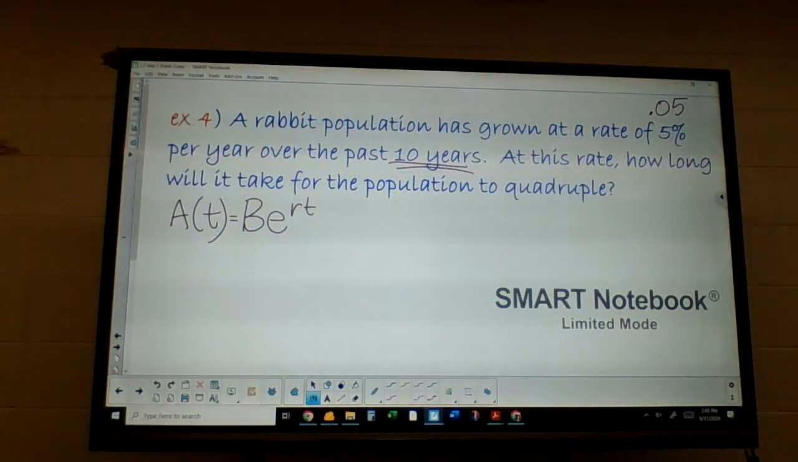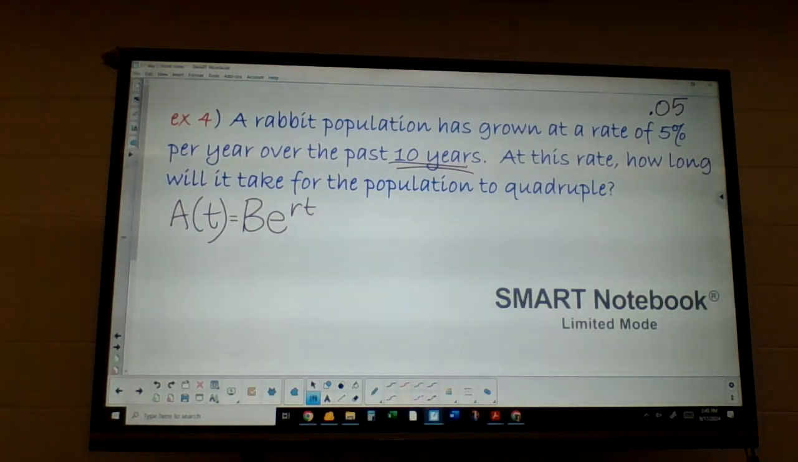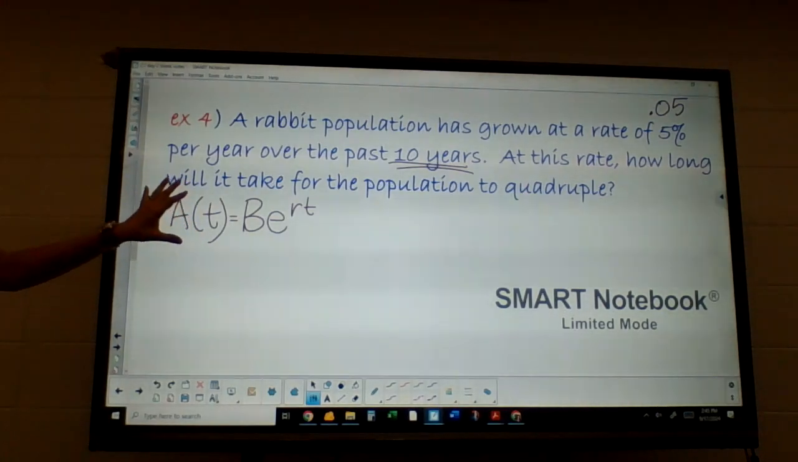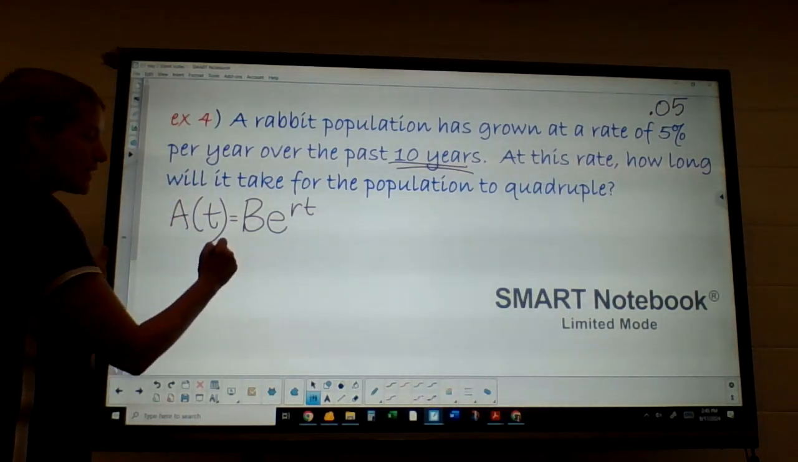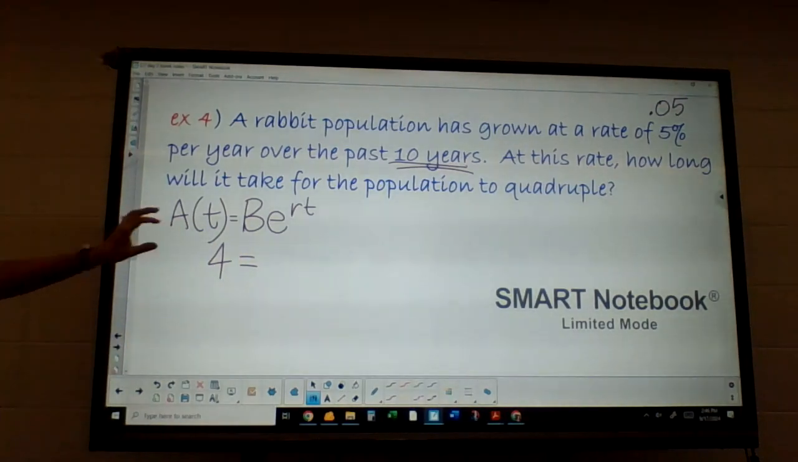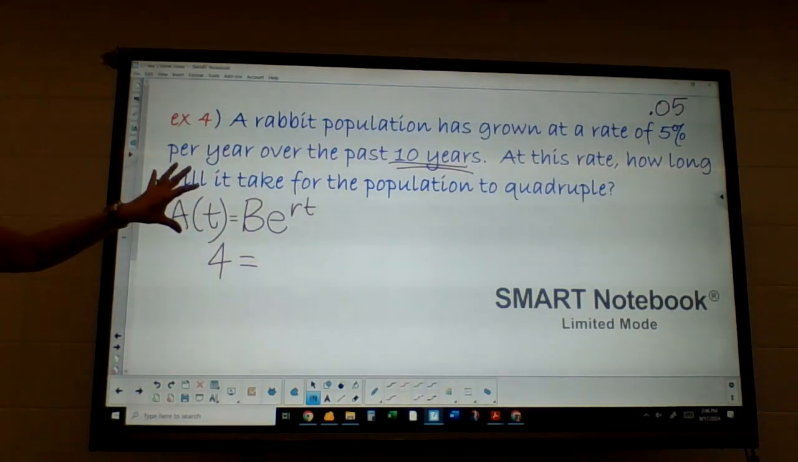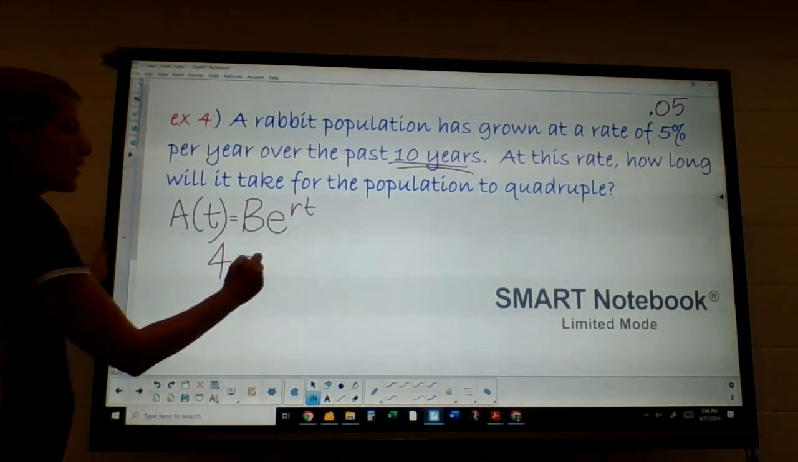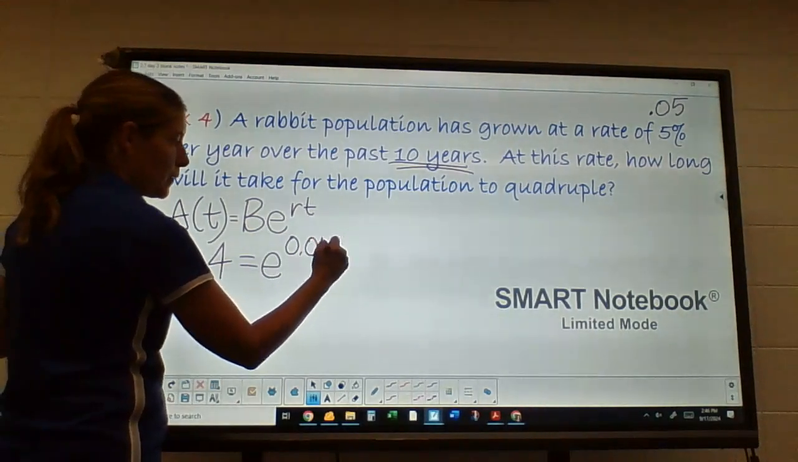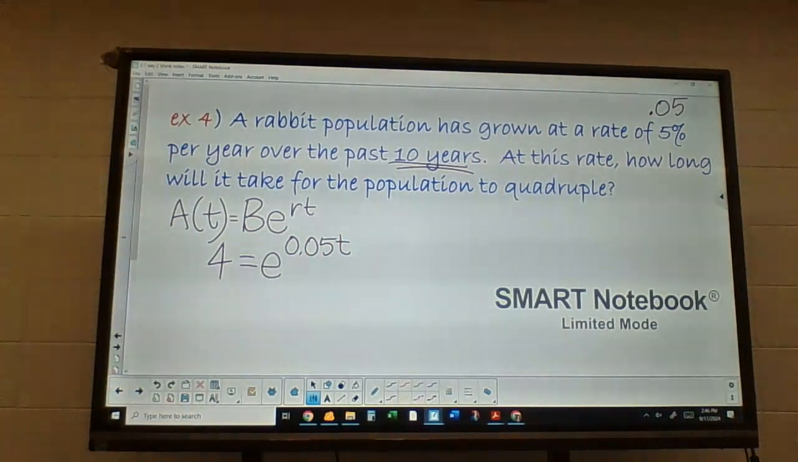We want it to quadruple. We have no idea what our rabbits are right now. I don't know if we have 10 rabbits or we already have 500 rabbits. I don't know. Rabbits are like whippers. Yeah, really fast. But we want to know how long, so if we did have 20, how long would it take till we have 80? If we had 100, how long would it take till we have 400? So we want the ending amount to be 4 times as big as the start. So we want this to equal 4. I don't care what it starts with, I want it to end with 4 times as big. And we're trying to figure out how long that would take.